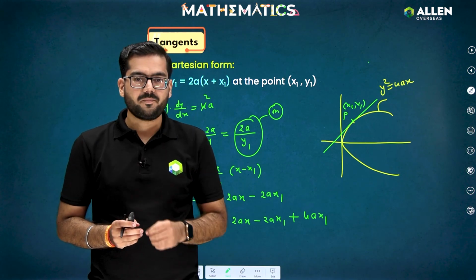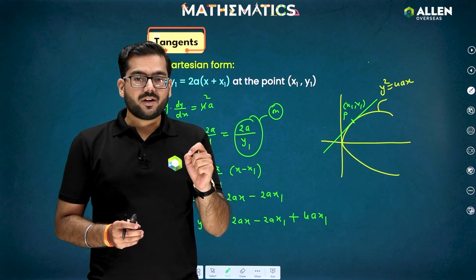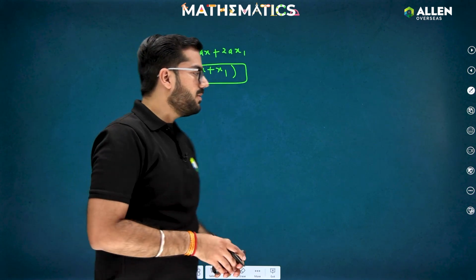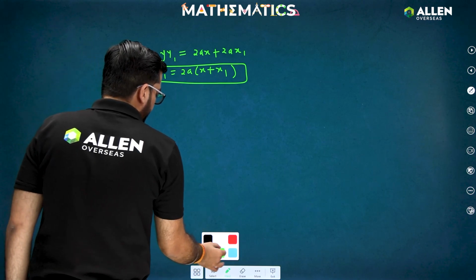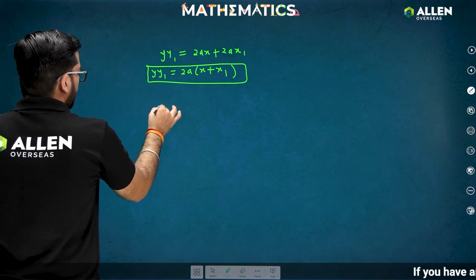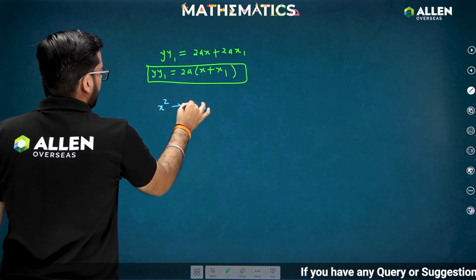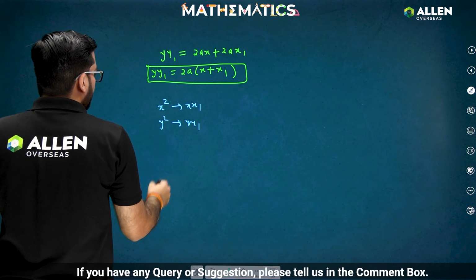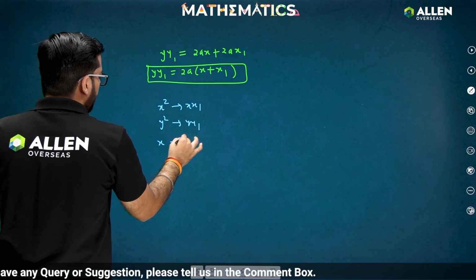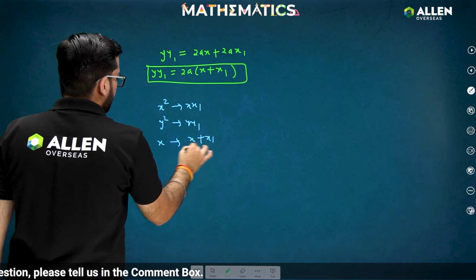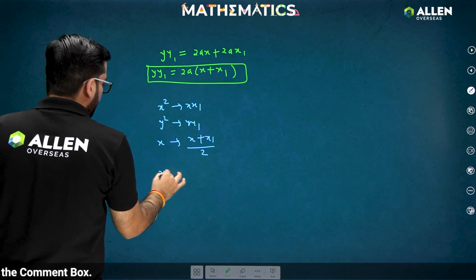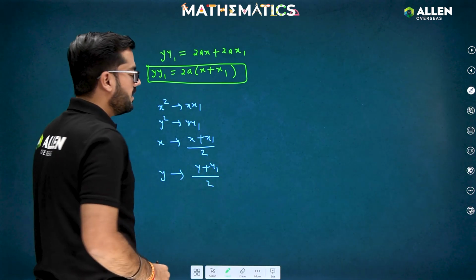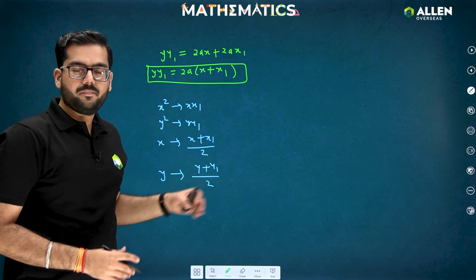on the transformation. For this shortcut, you just need to remember some basic transformations, which I am going to tell you. That is: x square, we need to replace with x into x1. Y square, we need to replace with y into y1. Similarly, x you need to replace with x plus x1 upon 2, and y you need to replace with y plus y1 upon 2. The basic transformations you can remember.